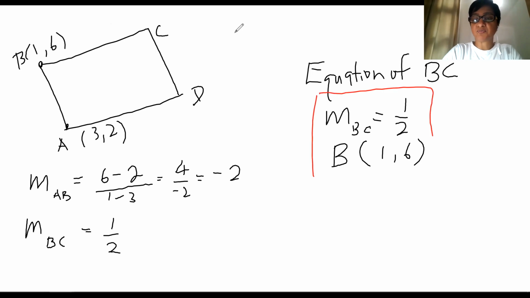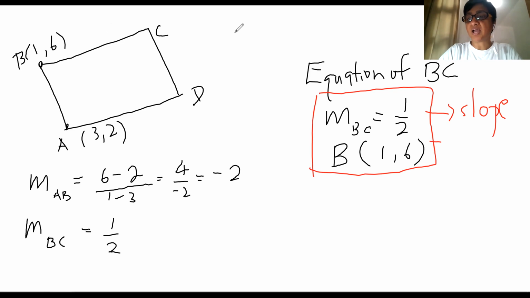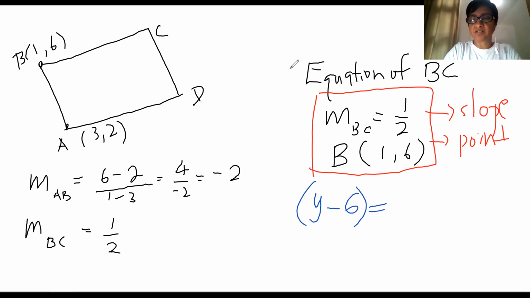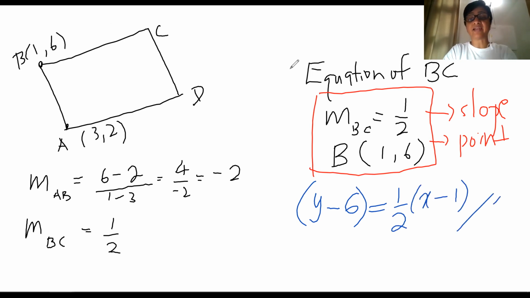What are the two pieces of information you have? You have the slope, you have a point on that line. Use the point slope form. You can straight away write the equation y minus 6 equals half times x minus 1, and that is it.